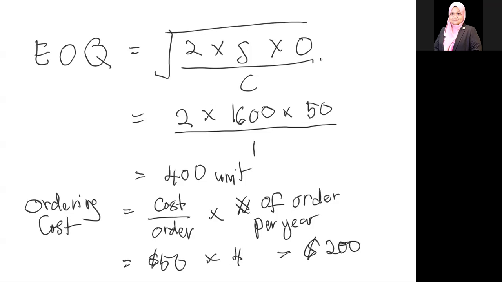So it is the ordering cost that the company needs to pay per annum, so basically every year. All right. So according to the economic order quantity, the company needs to spend about $200 on ordering.